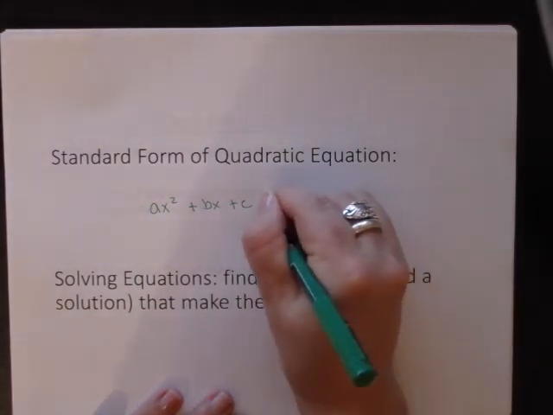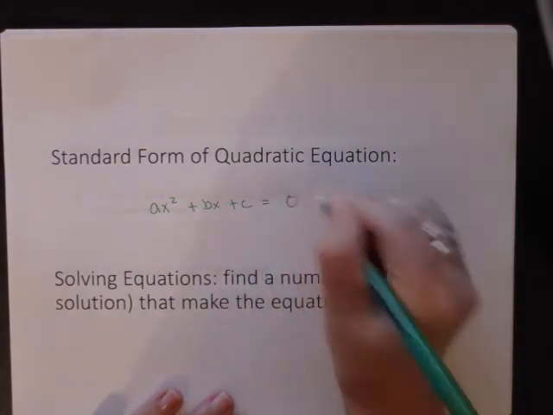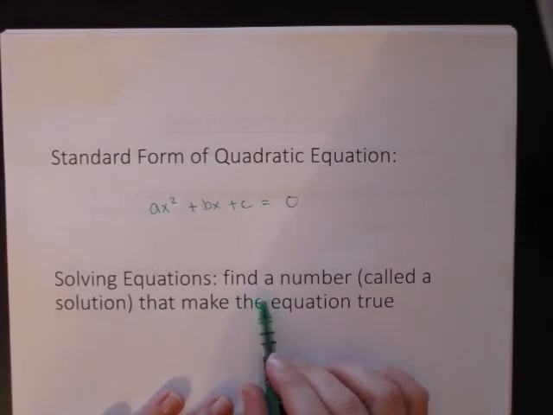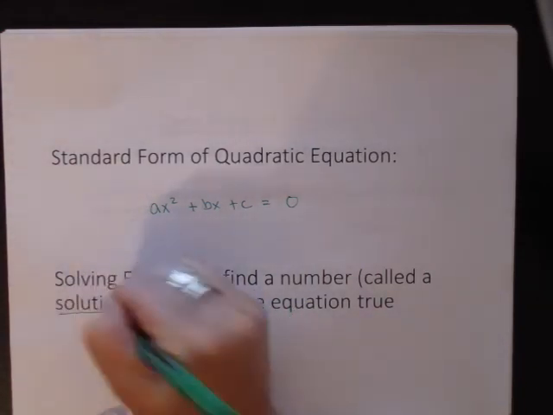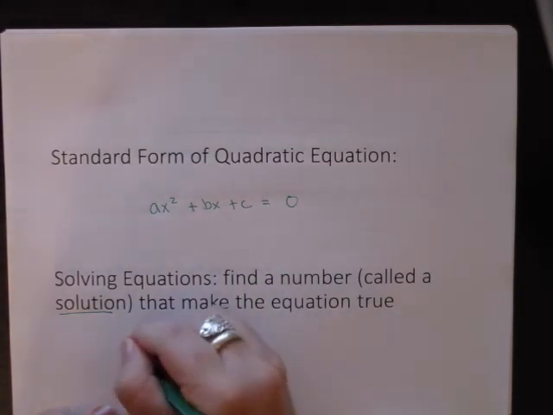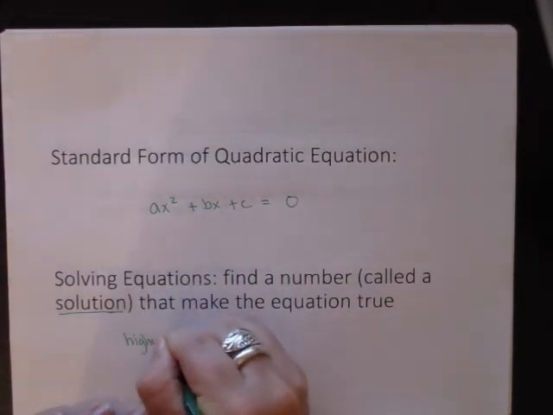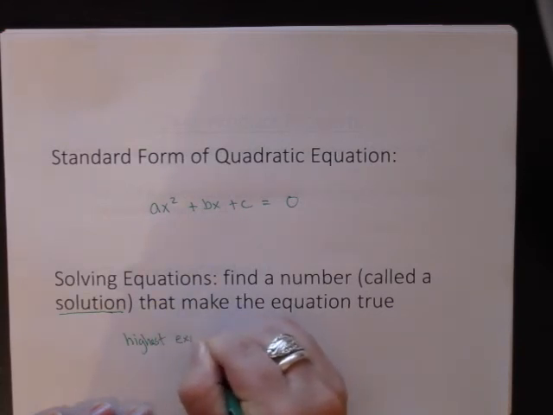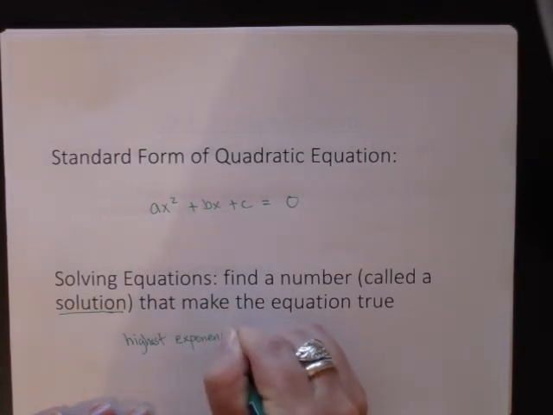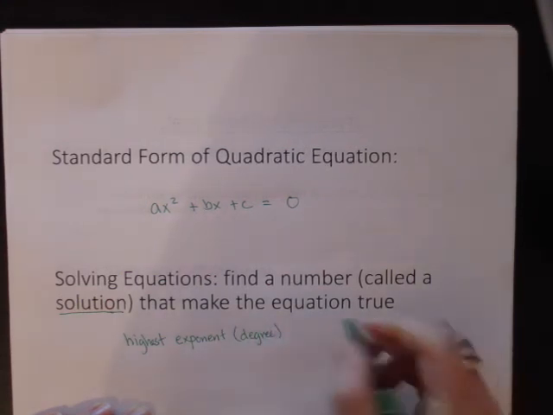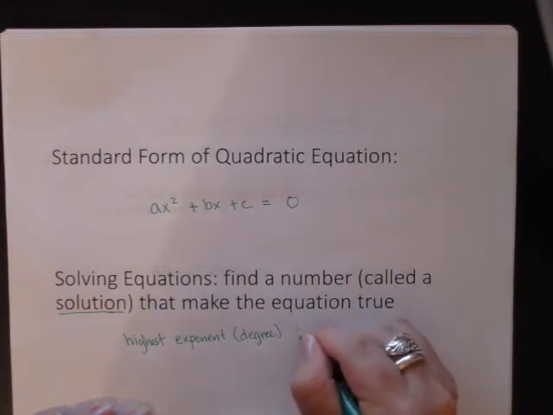And the way that you know that you have to solve it is because this equation is going to be set equal to 0. To solve equations, you're going to find the number that makes the equation true, and we call these solutions. And your highest exponent, which your textbook calls the degree, is how many solutions you should have.